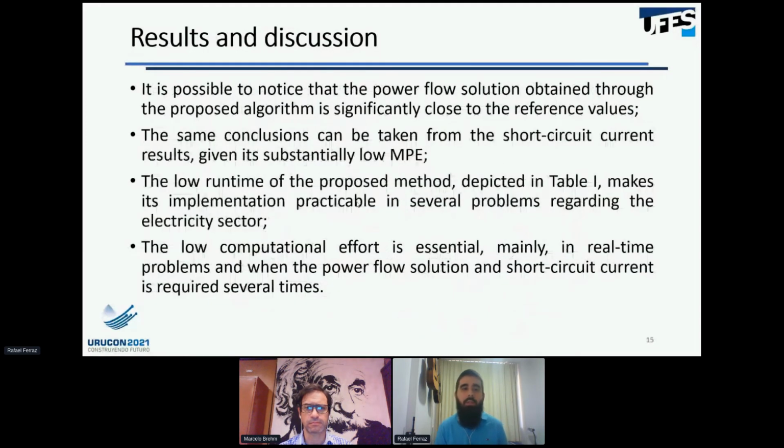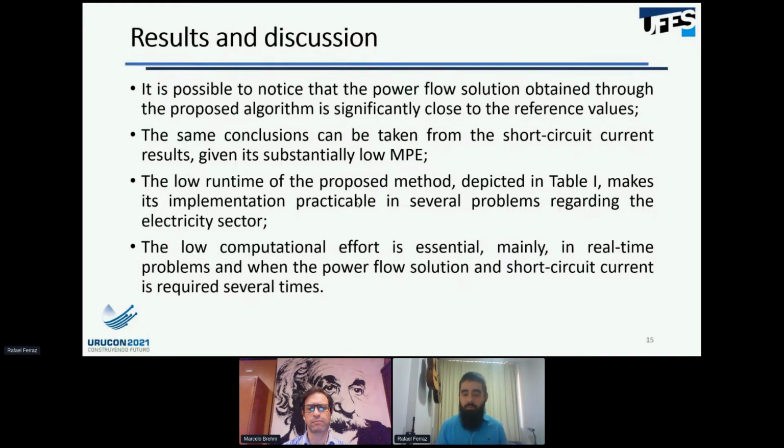As for the results and discussion, it is possible to notice that the power flow solution obtained through the proposed algorithm is significantly close to the reference values. The same conclusions can be taken from the short-circuit current results, given its substantially low MPE. The low runtime of the proposed method depicted in Table 1 makes its implementation practicable in several problems regarding the electricity sector. The low computational effort is essential mainly in real-time problems, and when the power flow solution and short-circuit current is required several times.